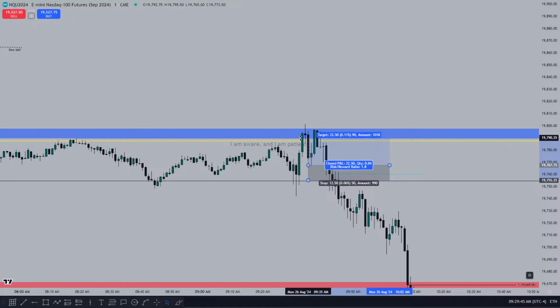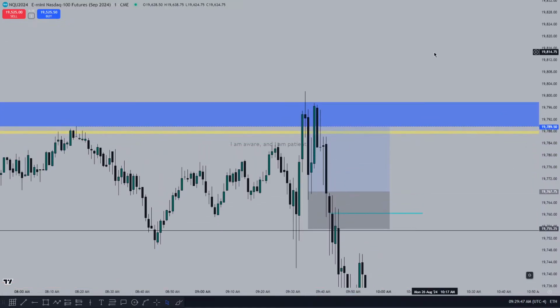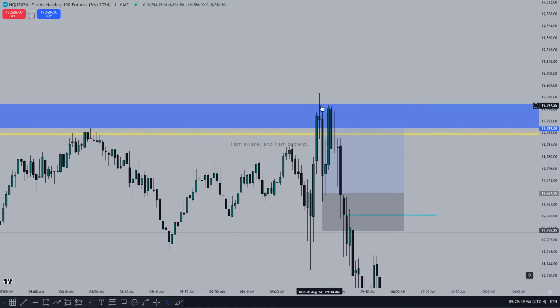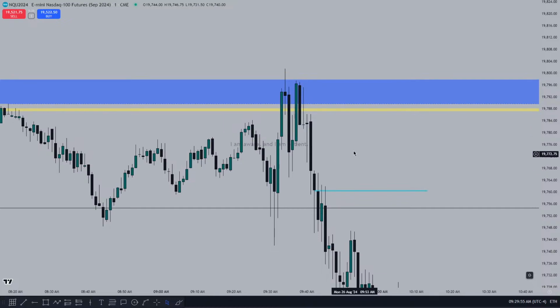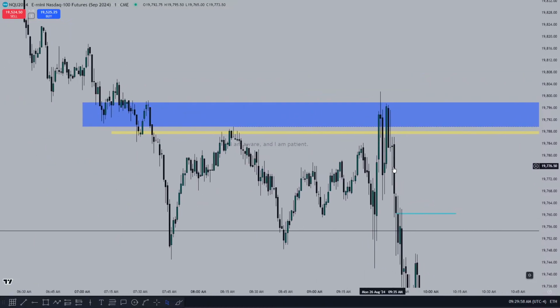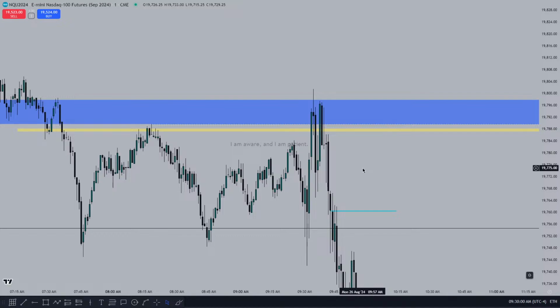I'm targeting that fair value gap, but the thing is we tapped into the fair value gap and then we started to trade lower. So I would have liked it if we fell short of it and then traded into it. But what happened here is the opposite of what you would want to see if you were bullish.